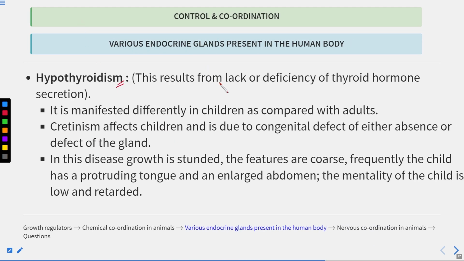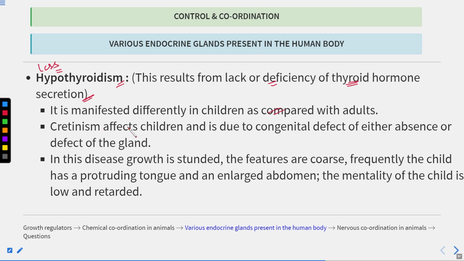Now let's talk about hypothyroidism. This results from the lack or deficiency of thyroid hormone secretion. So there is a lack of thyroid hormone in the case of hypothyroidism. Hypo means less, so there is a lack or deficiency. It is manifested differently in children as compared with adults.